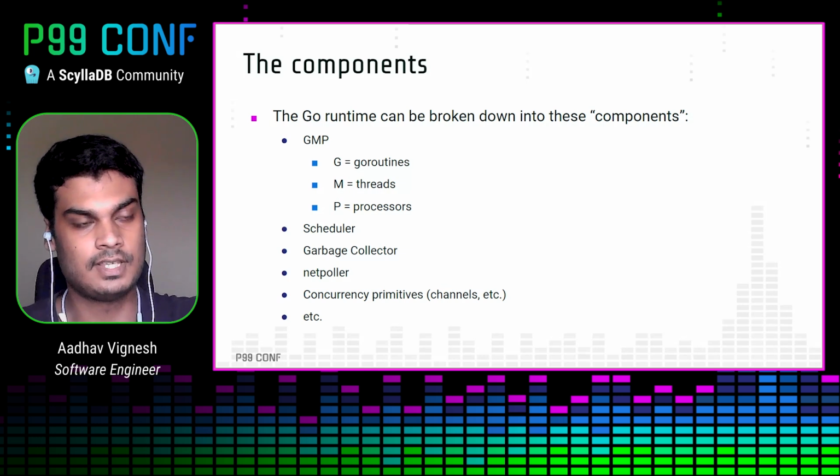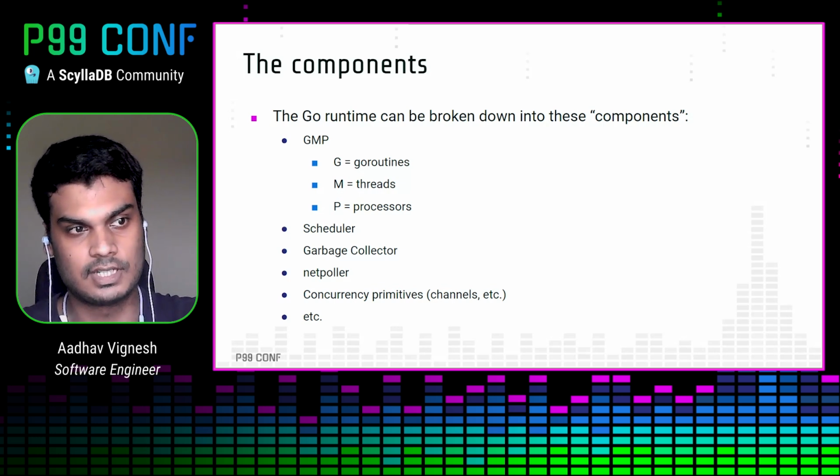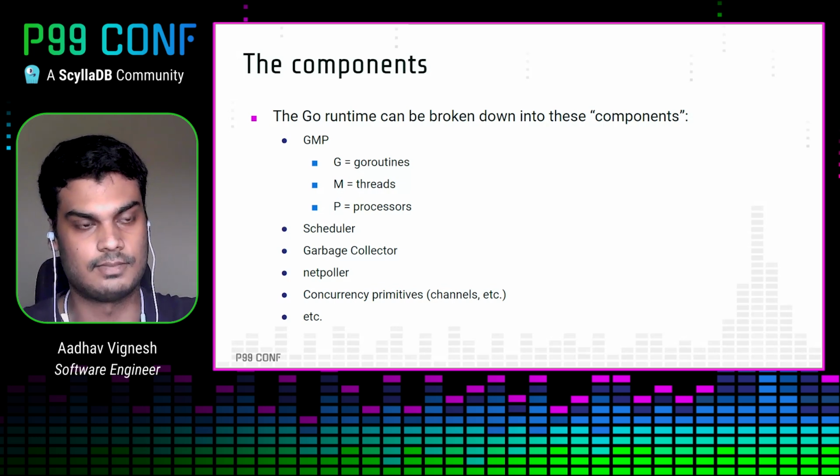And the first thing to note here is the GMP model, where G are the goroutines, M are the threads, and P are the processors. And then we have things like the scheduler, the garbage collector, the netpoller, and some concurrency primitives like channels, etc.